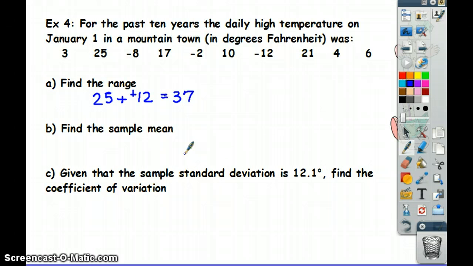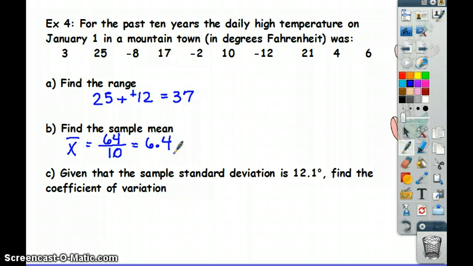Sample mean. Well, I'm going to add all those temperatures up. I have to be careful because the negatives do have to count as negatives, so those get subtracted. So I do 3 plus 25 plus -8 plus 17 plus -2, etc. I added all those up and I got 64. I have a total of 10 years worth of temperatures. So my sample mean is 6.4 degrees. That's the average temperature on January 1st during those 10 years.